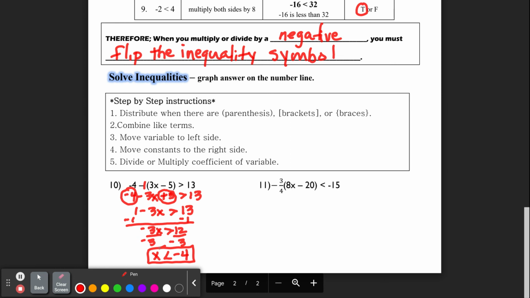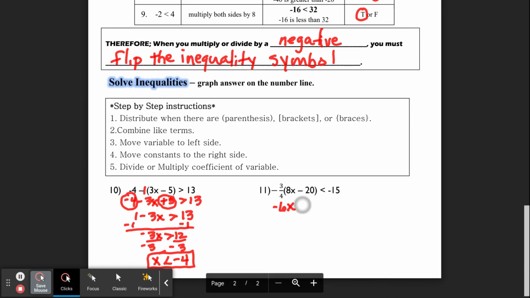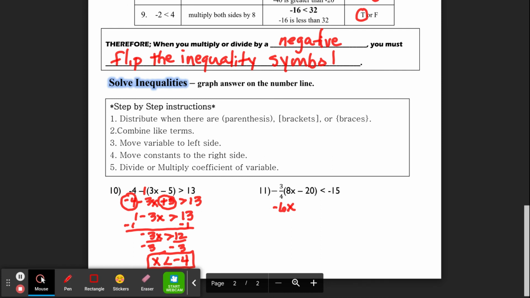Let's take a look at number 11. Negative 3/4 times 8. So negative 3 times 8 is negative 24, negative 24 divided by 4 is negative 6x. Then negative 3 times negative 20 is 60 divided by 4 is 15. So this, forgot to put my pen, plus 15 is less than negative 15.